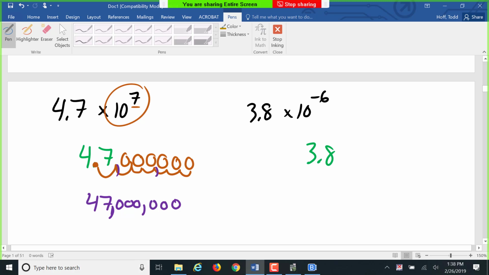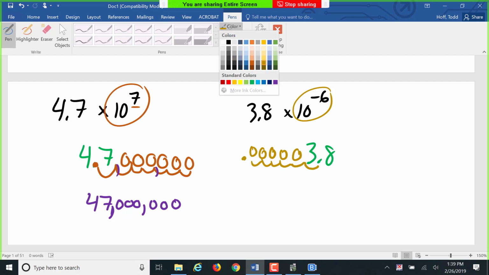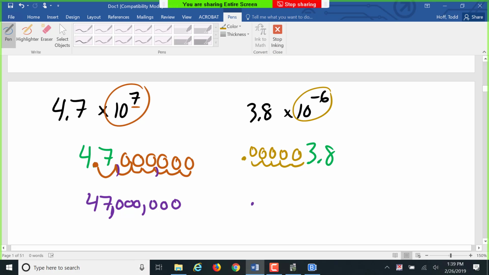3.8 times 10 to the negative 6. Does that get larger or smaller? Smaller by 6 place values. So that's going to move 1. Then we got to add 0, 2, 3, 4, 5, 6. My decimal point goes there. So 0.0000038 is that in standard or decimal notation.